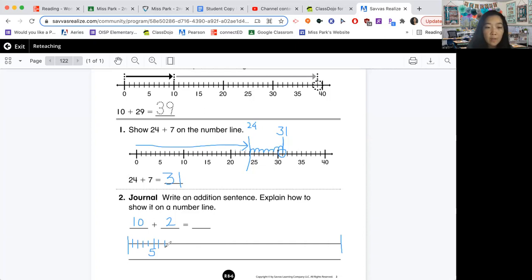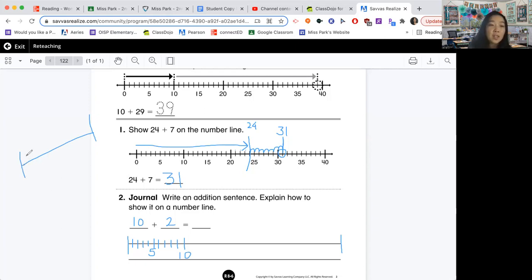6, 7, 8, 9, 10. And I'm going to write 10. Now, when you're drawing your number line, it's very important that you do your spacing correctly.